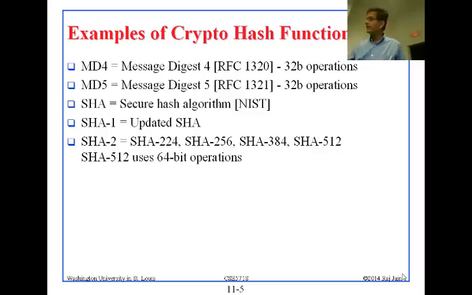But NIST has an algorithm called SHA, Secure Hash Algorithm. First they had SHA-1, which was an updated version of SHA. Then they have SHA-2, which is the second generation of SHA. And now they have SHA-3. So basically, these are secure hashes.